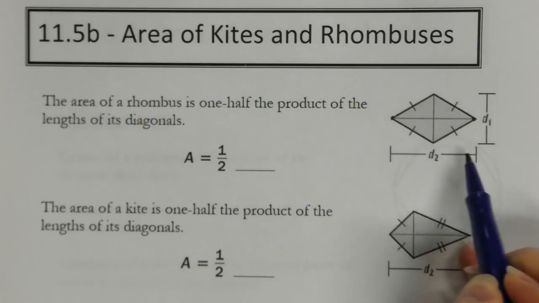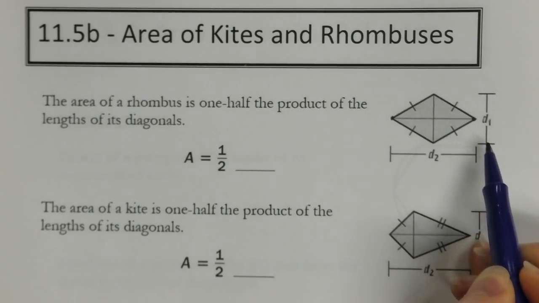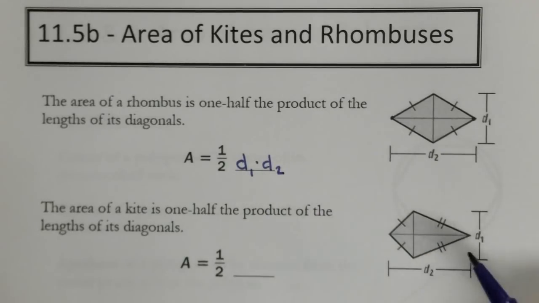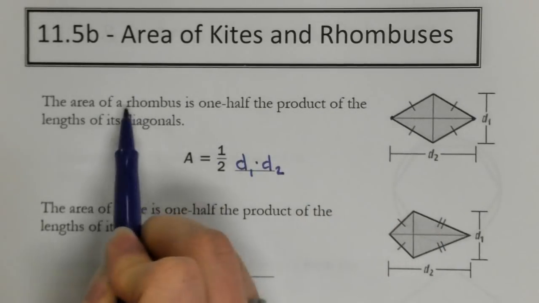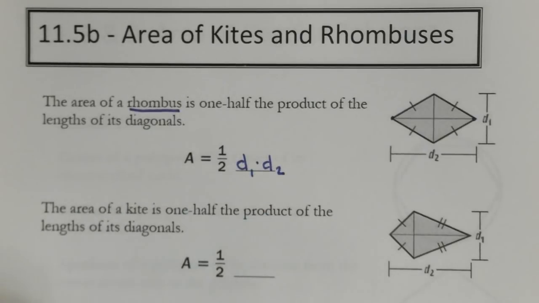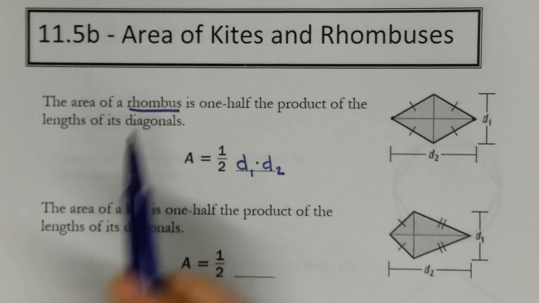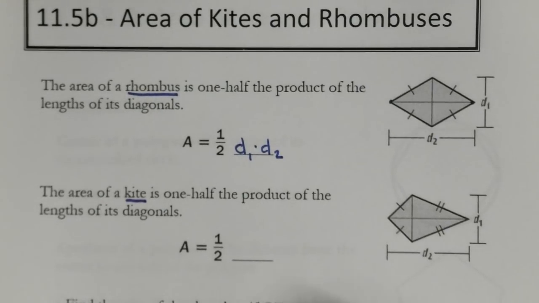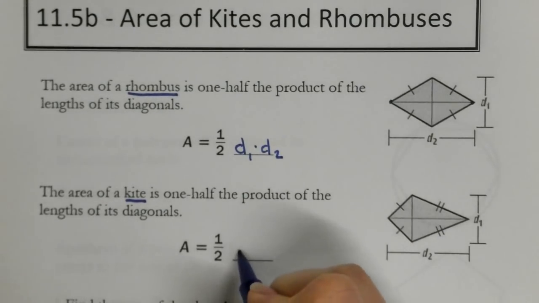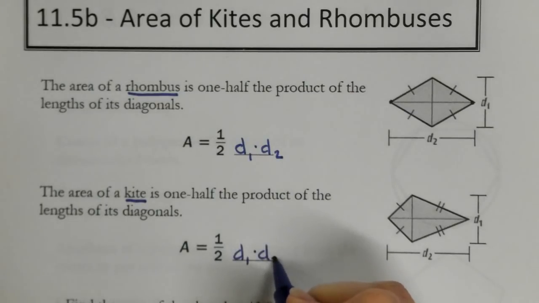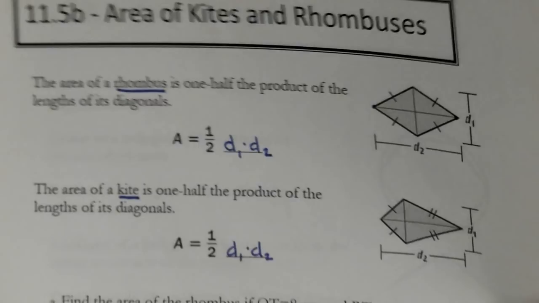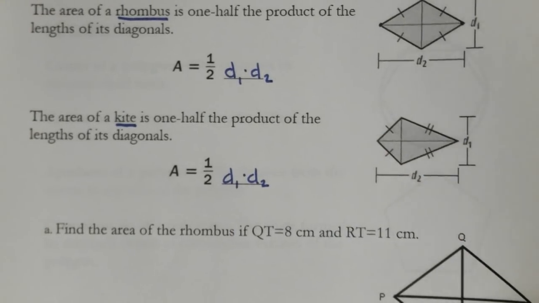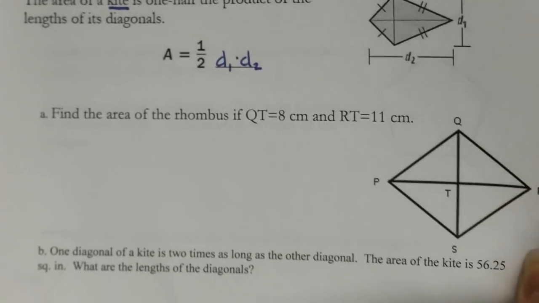So here is D2 and here is D1. So it's 1/2 D1 times D2. So this is for a rhombus. So you can find the rhombus formula in your notes. The next one is for a kite. It is actually the same formula, 1/2 D1 times D2. So today, for this video, is just one formula, 1/2 D1 times D2.